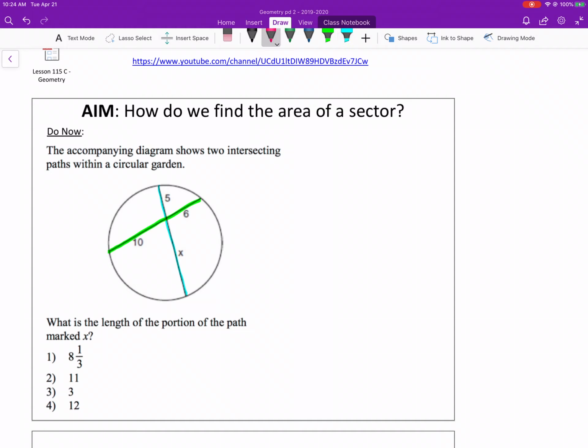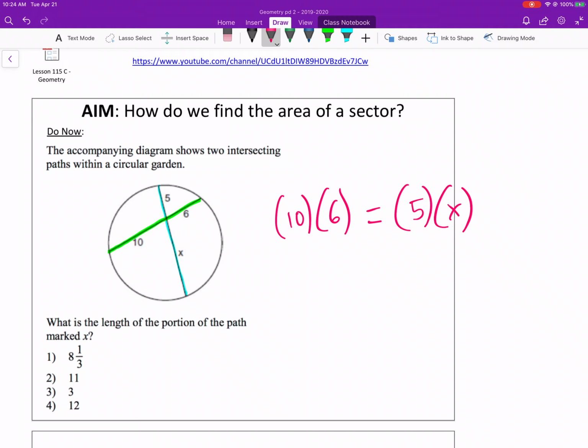Now, the way you solve something like this, you take the two pieces that make up the chord and multiply them together. For example, the green chord here would be 10 and 6. We multiply those together, and we set that equal to the product of the other two pieces of the other chord multiplied together, right? So it would be 5 times x. Those are the two pieces multiplied together for the blue chord.